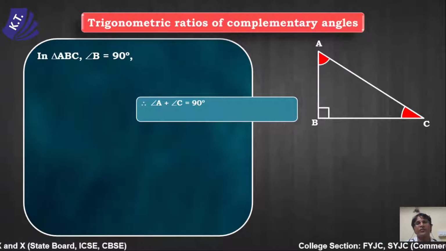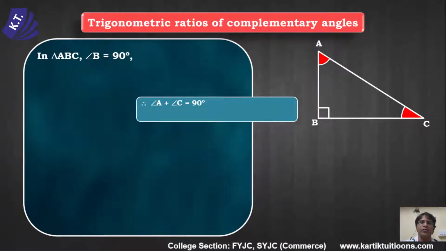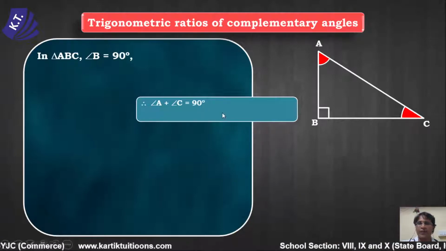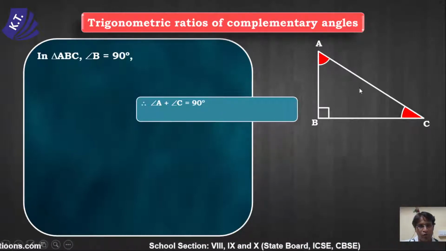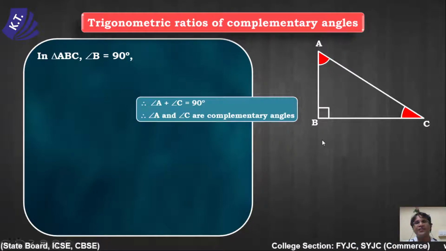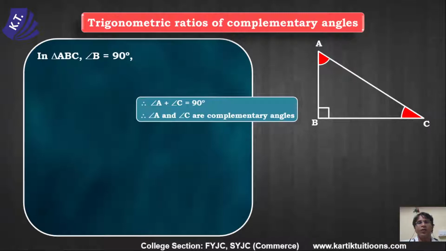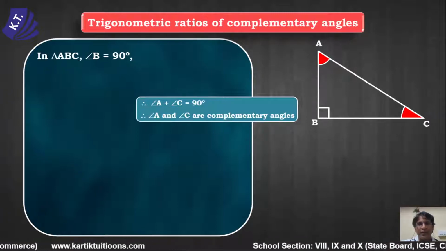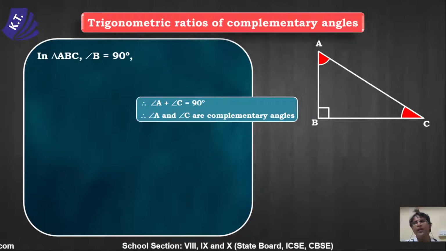Why? Because the sum of these two angles has to be 90 since B is already 90, and 180 minus 90 will give you the sum of these two angles as 90. Now, since the total of these two angles is equal to 90, we say A and C are complementary angles. So what are complementary angles? The angles whose sum is equal to 90 degrees are termed as complementary angles.